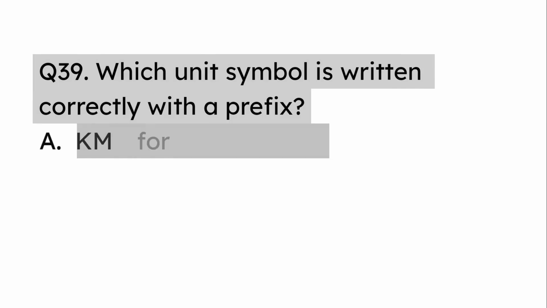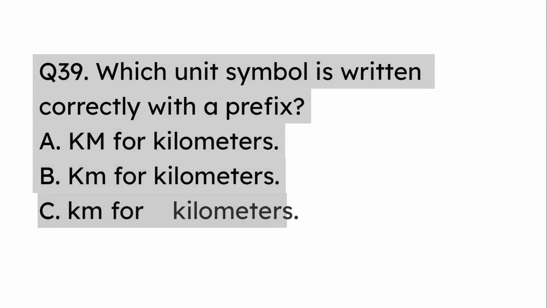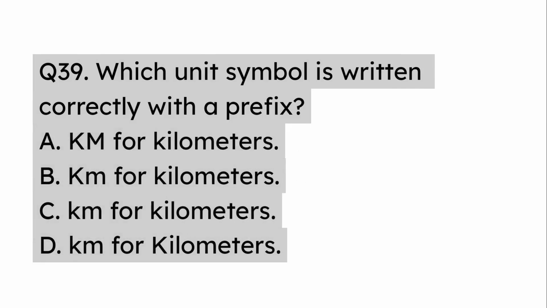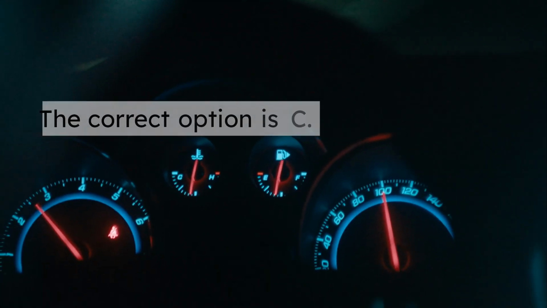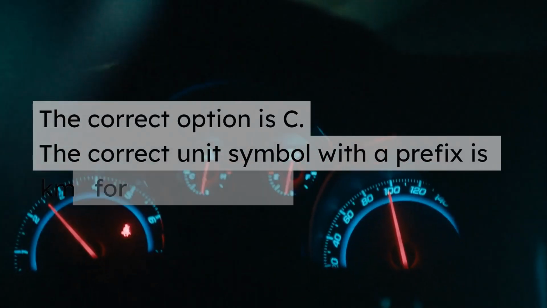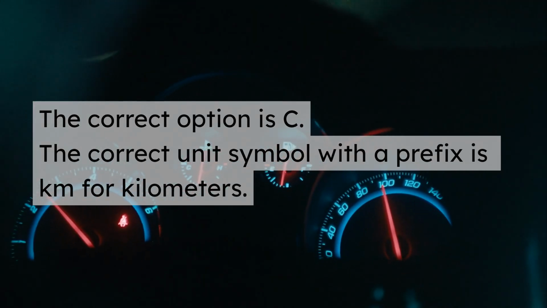Q39. Which unit symbol is written correctly with a prefix? A. km for kilometers. B. km for kilometers. C. km for kilometers. D. km for kilometers. The correct option is C. The correct unit symbol with a prefix is km for kilometers.